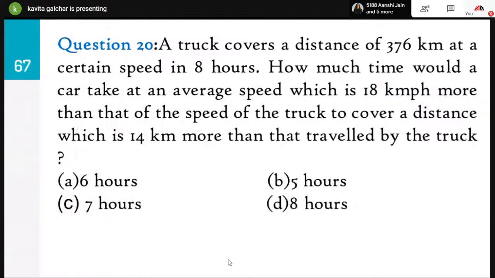Next example is, a truck covers a distance of 376 kilometers at a certain speed in 8 hours. What is given? Distance and speed is given. How much time would a car take at an average speed, which is 18 kilometer per hour more than that of the speed of the truck, to cover a distance which is 14 kilometer more than that of travel of the truck? See, what I need to calculate, how much time.